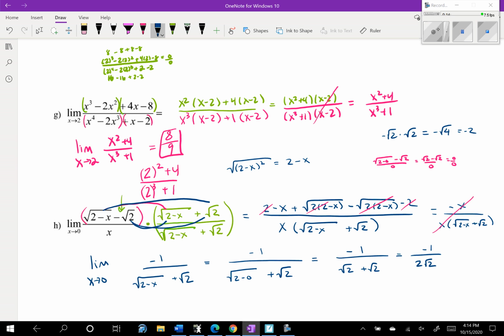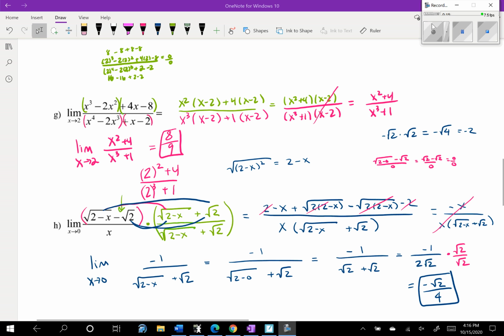And of course, we're not finished because we don't like to have radicals in our denominator, so we want to rationalize this by multiplying by the square root of 2 over the square root of 2. And when we do that, we get negative root 2 divided by, and in my denominator, we have 2 times the square root of 4, so the square root of 4 is 2, so 2 times 2 is 4. So this would be my solution.